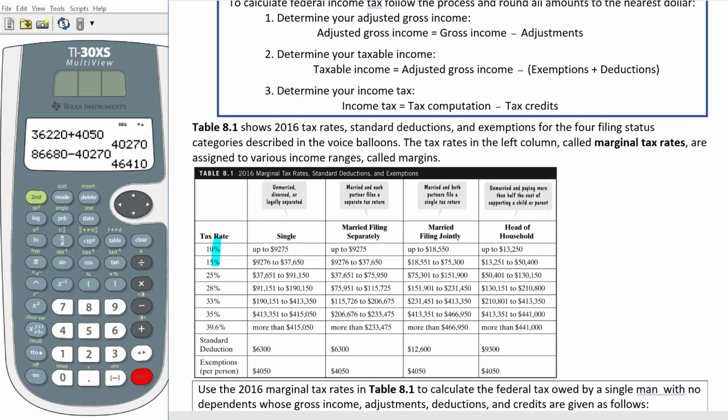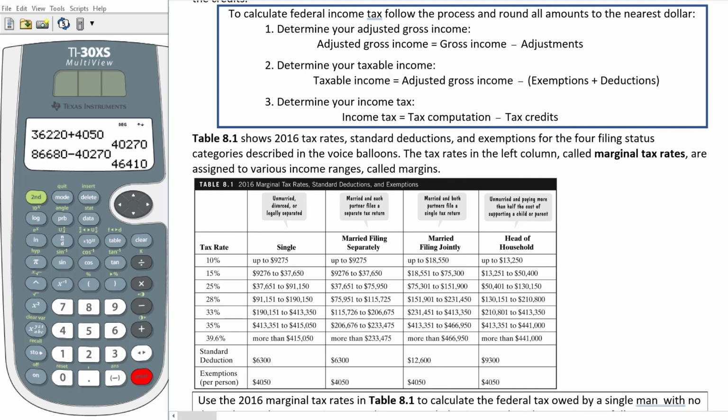all the way up. Okay? Additionally, there's 4 different ways you can file. You can file as single, married filing separately, married filing jointly, and then head of household. So there's different ranges for each of those depending on how you're going to file your taxes. So all of these numbers are really important, and we're going to do some example problems using this tax table.